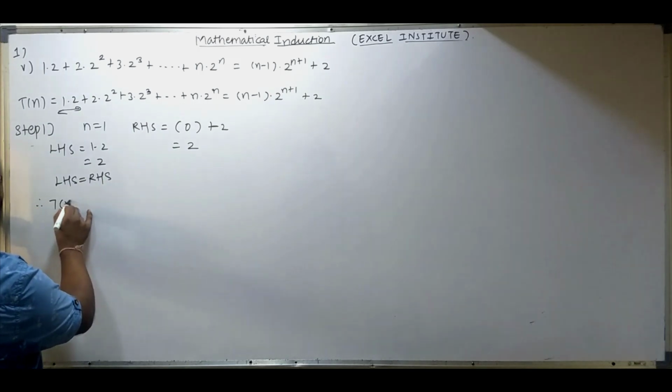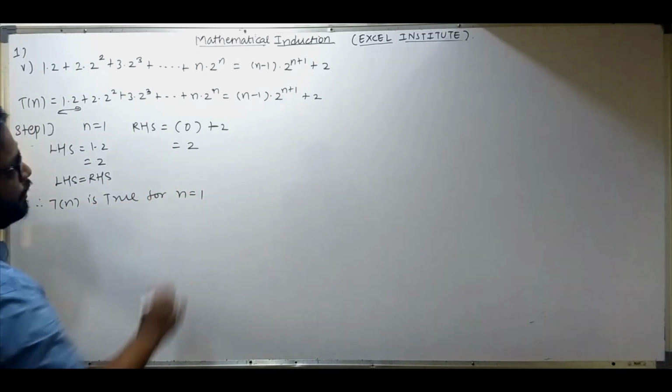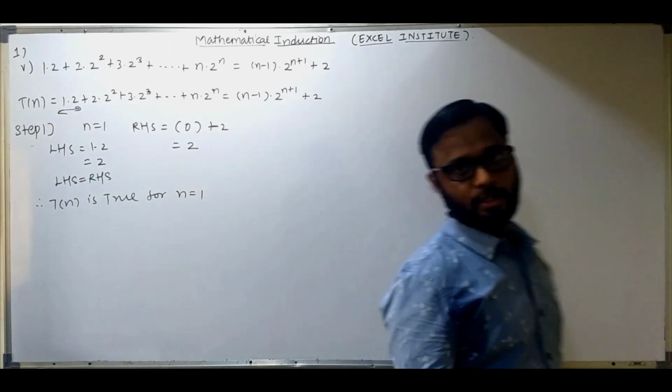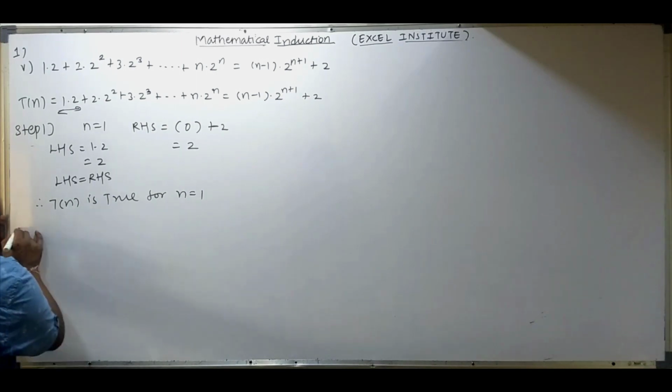Therefore, T of N is true for N equal to 1. Is this clear to you? Okay, T of N is true for N equal to 1. Step 2.